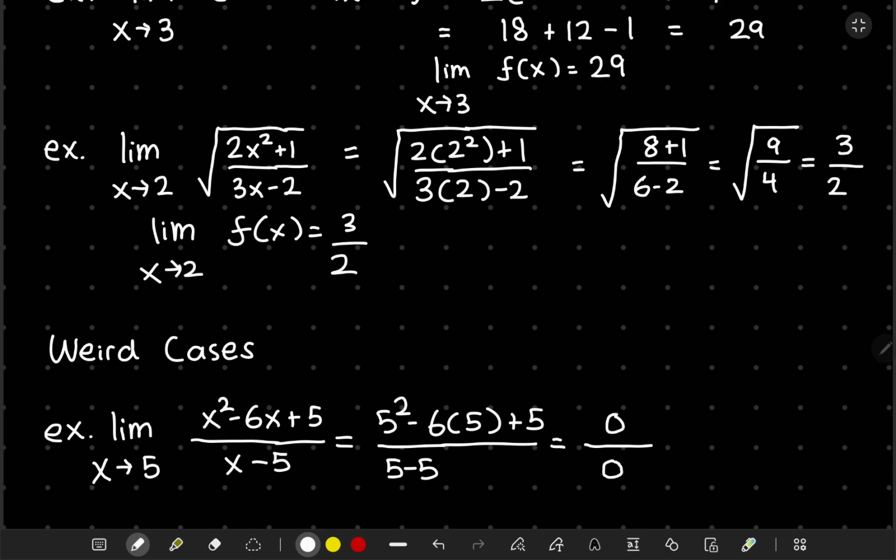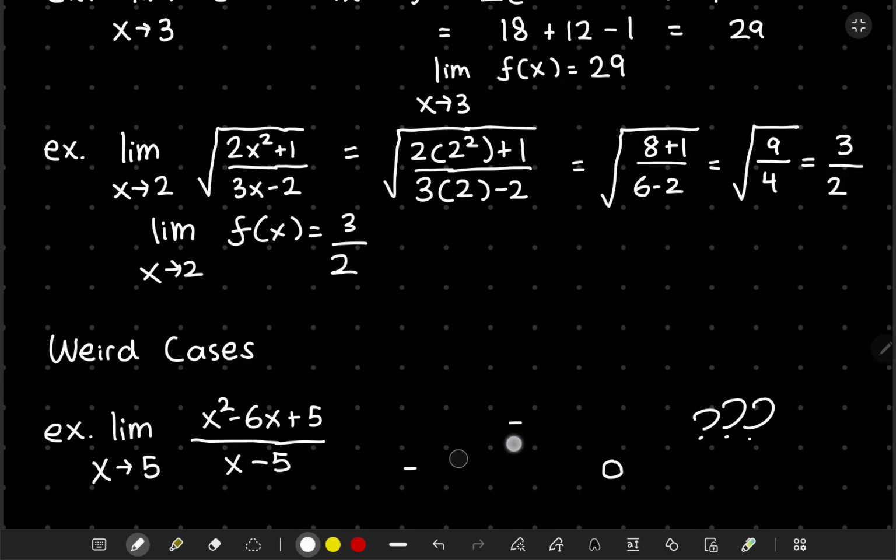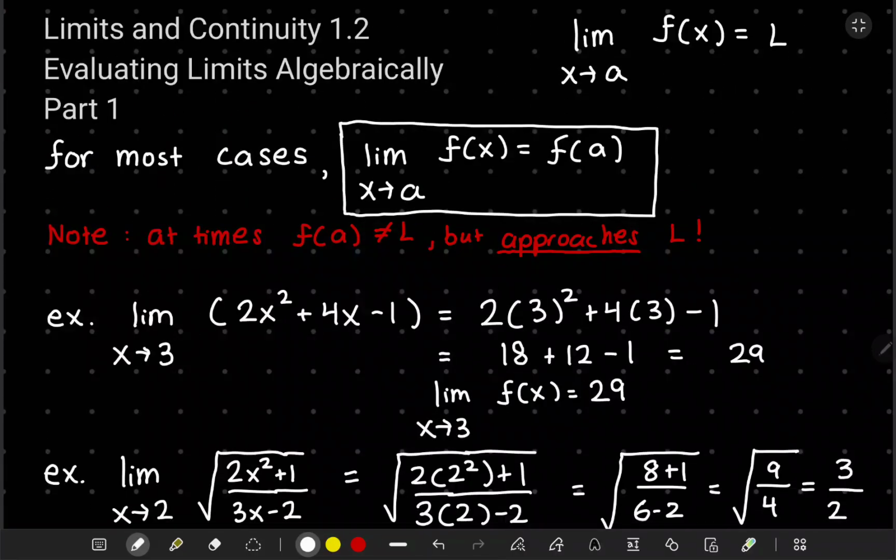Can I do 0 over 0? No. And I'm completely confused about that, right? Like, that doesn't make sense. 0 over 0. Do I just end there? I say there's no solution? Not quite. So this is one of the weird cases in limits that I kind of mentioned in red, that the limit sometimes doesn't equal L, but it can approach L. And we're going to figure out one of the ways that we can do that using algebra.